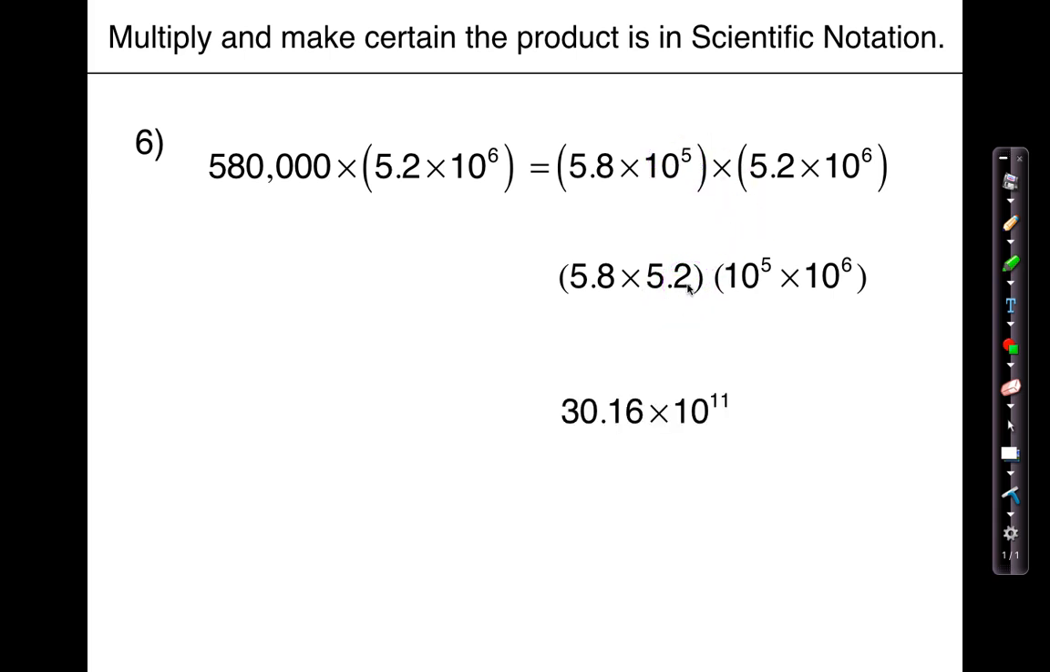Okay, so then you collected the coefficients, collected the base 10s raised to an exponent, and you should have gotten 30.16 times 10 to the 11th. You're going to have to adjust it by multiplying this by 10 to the negative first and balance it with 10 to the first here, which should leave you, making it smaller, 3.016 times 10 to the 12th power.